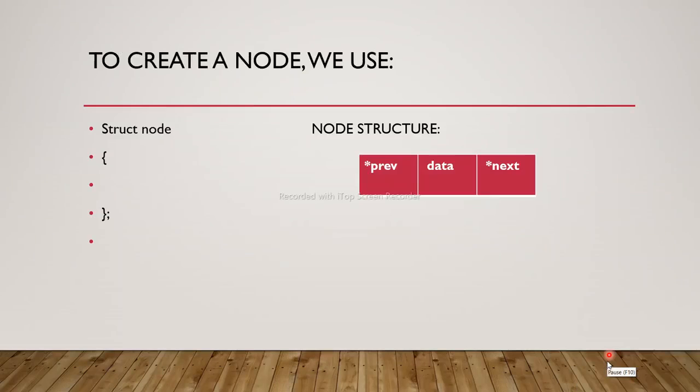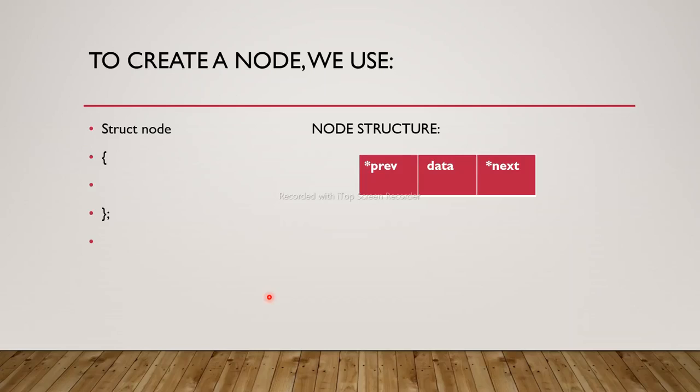To create a node, we use struct node. Generally, a node is a structured data type. It contains two parts, data and address. In a doubly linked list, a node contains data, previous and next. This is the structure of the node. The previous pointer points to the previous node and the next pointer points to the next node.